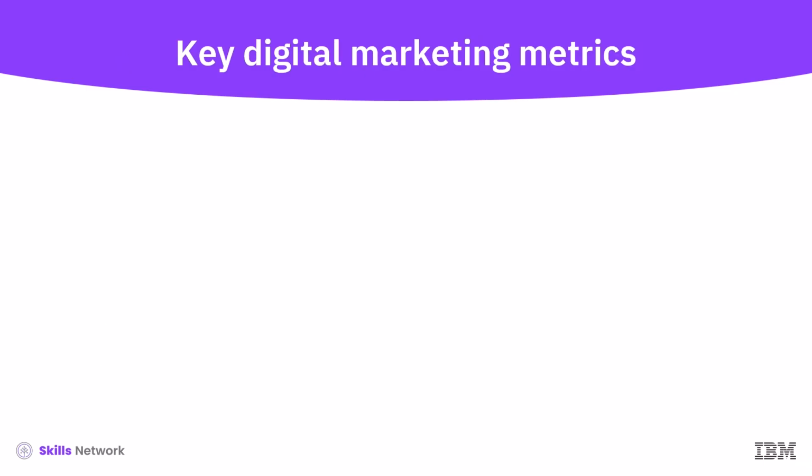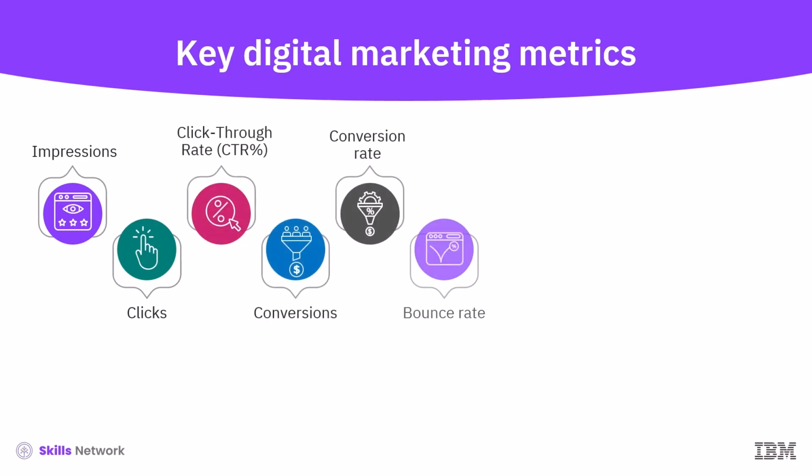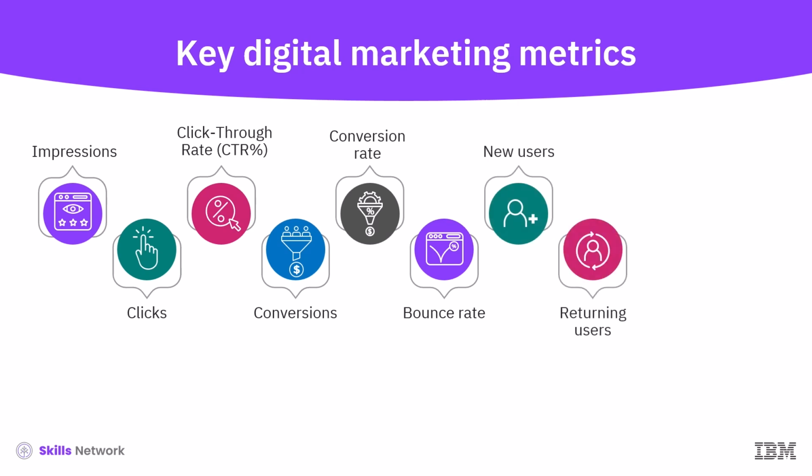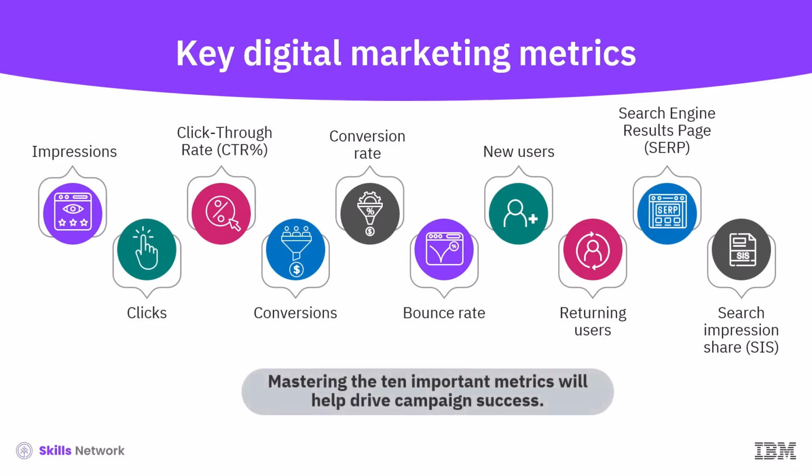The 10 key digital marketing metrics are impressions, clicks, click-through rate or CTR percentage, conversions, conversion rate, bounce rate, new users, returning users, search engine results page or SERP, and search impression share or SIS. Mastering these 10 important metrics will help drive campaign success. Let's understand how these 10 metrics help marketers make data-driven decisions.